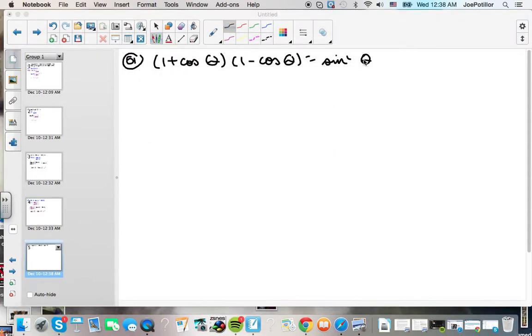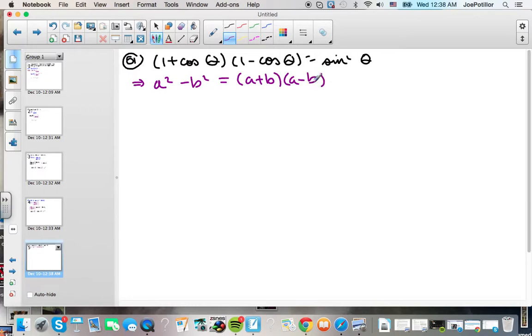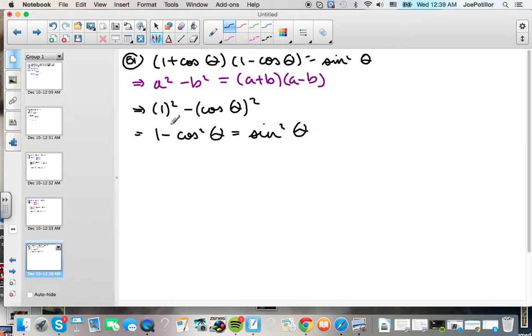So for this one, we're going to use the difference of squares. As you recall, a squared minus b squared is equal to a plus b times a minus b. Using that fact, a is 1, b is cosine of theta. So this becomes 1 squared minus cosine of theta squared, which is 1 minus cosine squared of theta, equals sine squared of theta. And of course, from the Pythagorean identity, we recognize that 1 minus cosine squared theta is sine squared of theta, because remember that sine squared of theta plus cosine squared of theta is 1. So this becomes sine squared of theta, which is just what we wanted.